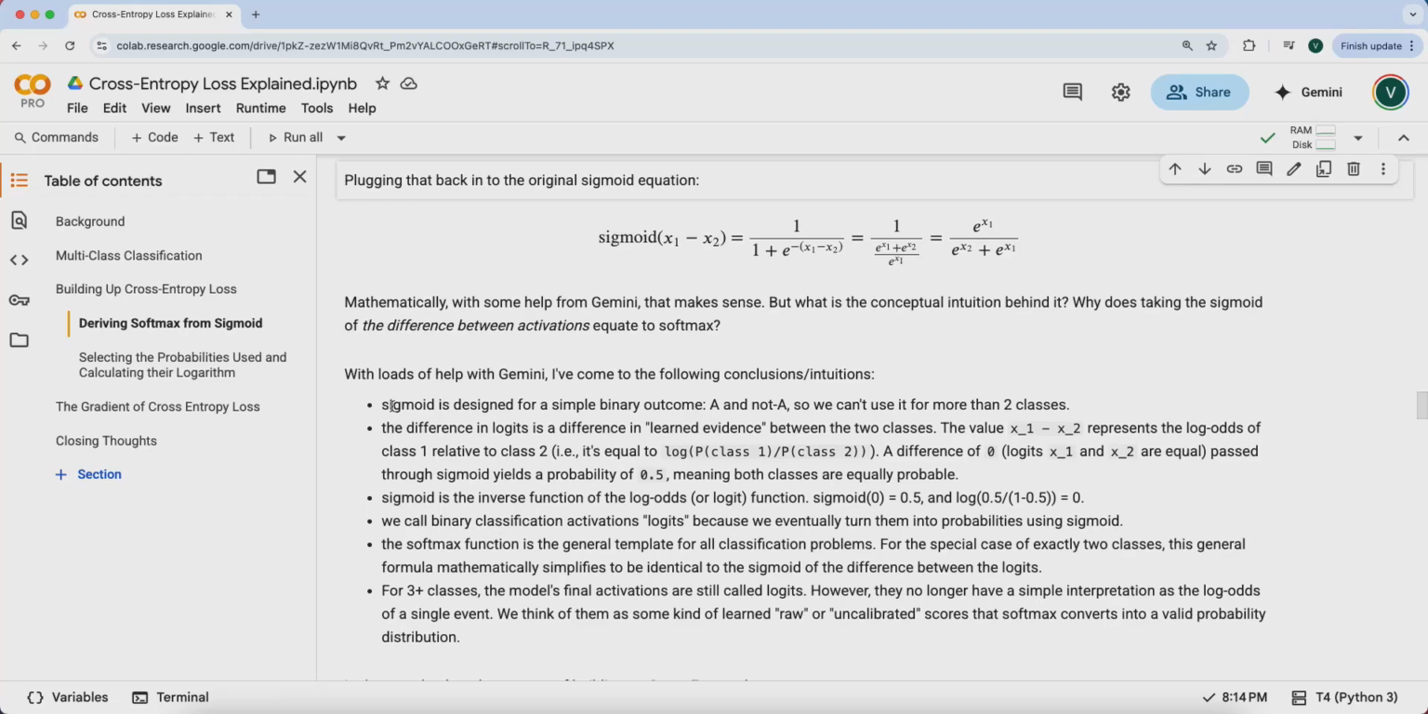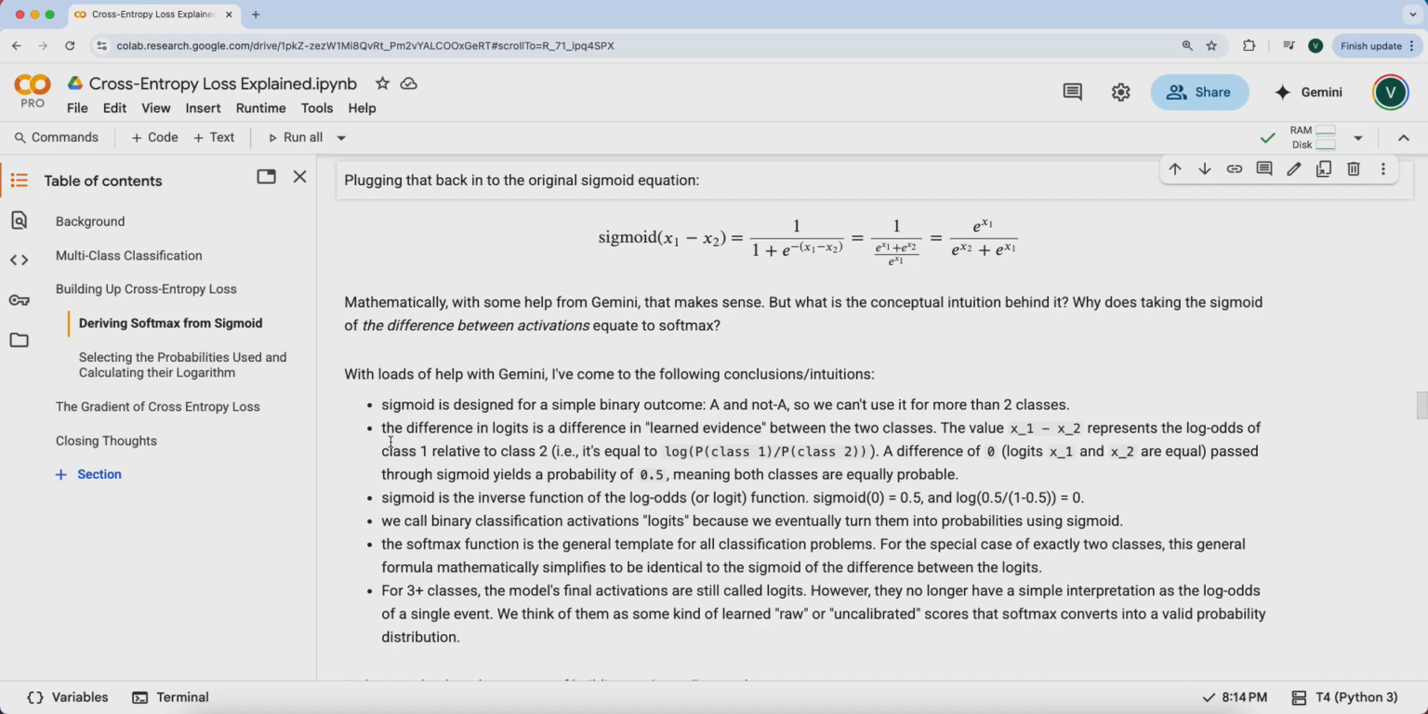So I've kind of come up with these 6 takeaways from my conversations with Gemini. First off is that sigmoid is designed for a simple binary outcome, A and not A. So we can't use it for more than 2 classes. Okay, so that's idea number 1.